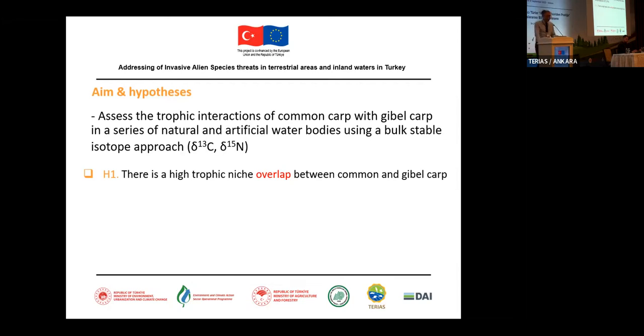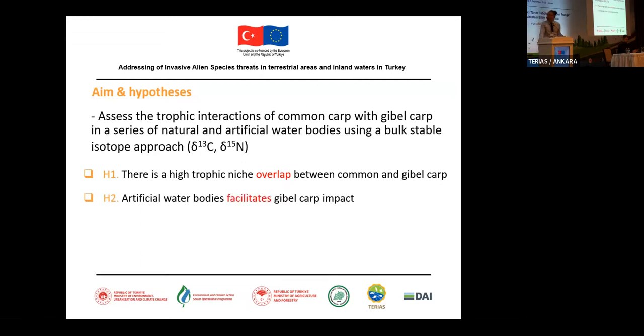So our hypothesis based on this aim, the first hypothesis, is that there's a high niche overlap between common and gibel carp. This is the one that we already observed in this Seyitler Reservoir, the pilot area in our project.